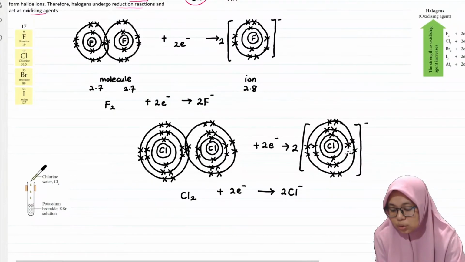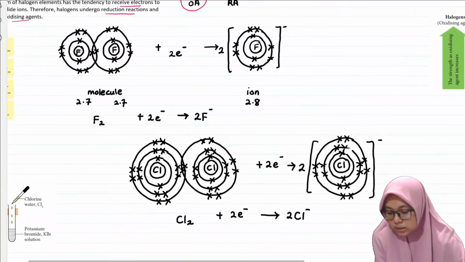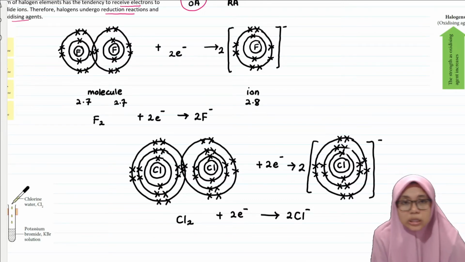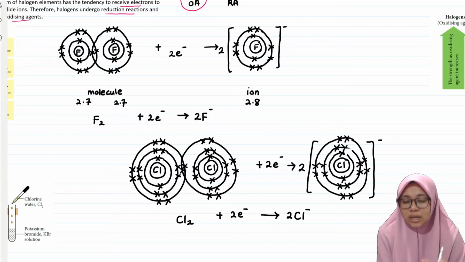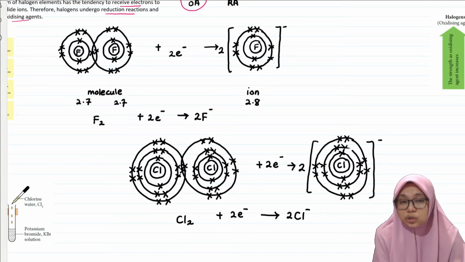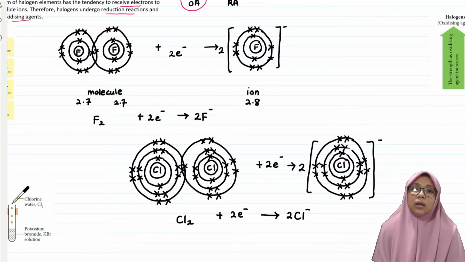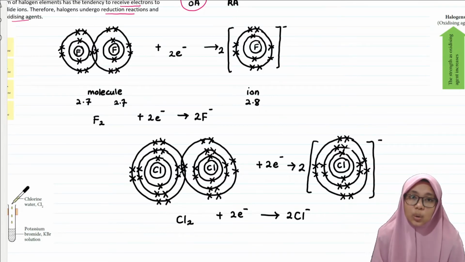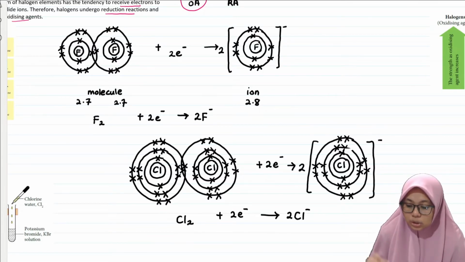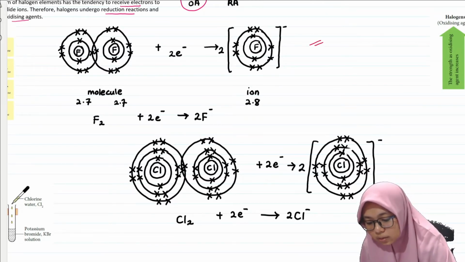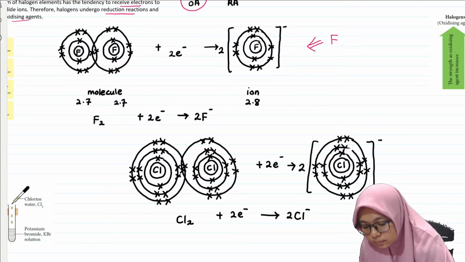According to these 2 electron arrangements, as you can see, the size of the chlorine atom is bigger than the fluorine atom. When the size is bigger, the nuclear attraction for the chlorine atom is weaker than for the fluorine atom. So the ability of the chlorine atom to accept electrons is lower than the fluorine atom. So in this case, fluorine will be more reactive than chlorine. So we will say that fluorine is more reactive.